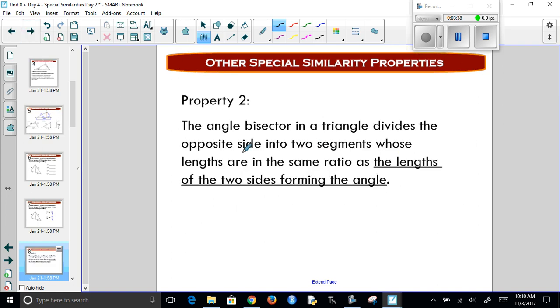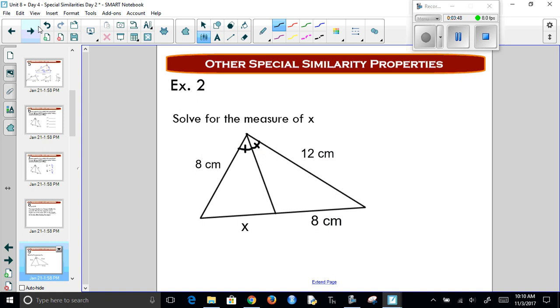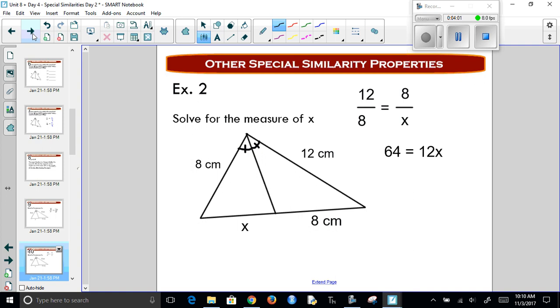So this property is: the angle bisector of a triangle divides the opposite side into two segments whose lengths are the same ratio as the lengths of the two sides forming the angle. So for instance, if I have a situation like this, if I want to find the value of x, I just take 8 over x equals 12 over 8, cross multiply, 64 equals 12x, and x equals 5.3.